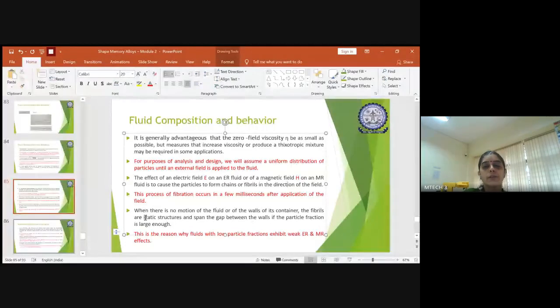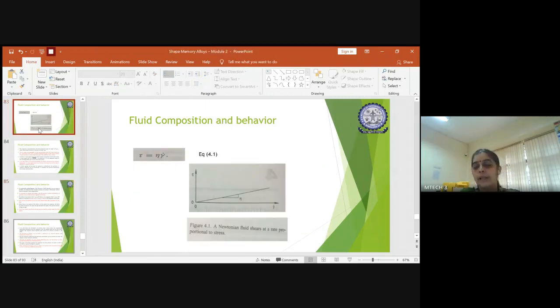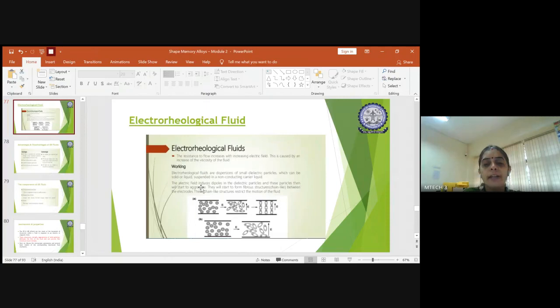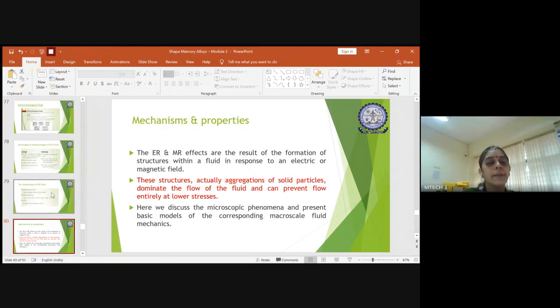This effect will make the particles form either chains or fibrils. What are these chains or fibrils called? I've shown you this already in our slide. Here you can see this is an ER fluid, with randomly arranged particles. When you subject the electrical field, they are arranged in a proper sequence. These are nothing but called fibrils.